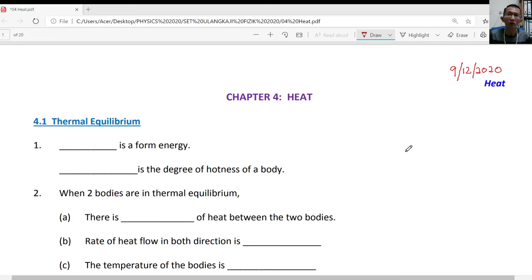Hello there. We continue our revisions of Form 4 Physics Chapter 4 on heat. So let's go straight to the business. So 4.1, thermal equilibrium.